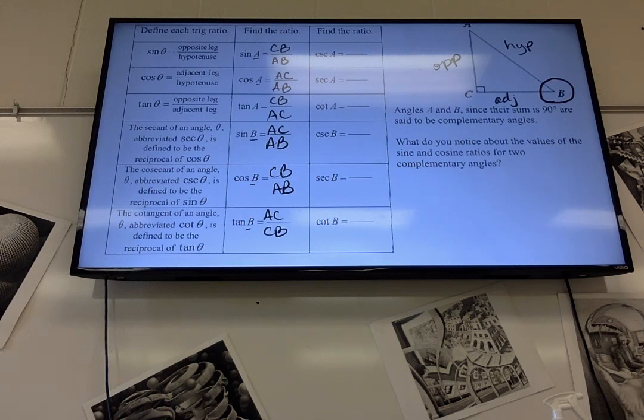So, for example, sine A, notice directly across from it I have cosecant of A. So it's just AB over CB. I just take sine and I flip it over. Cosecant and sine are reciprocals of each other. Secant and cosine are reciprocals, so I'm just going to flip-flop it. AB over AC. Tangent and cotangent. So AC over CB.